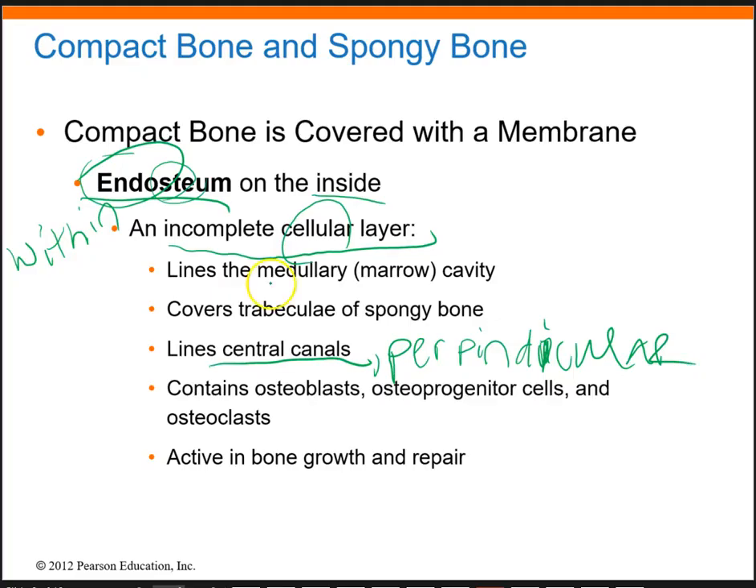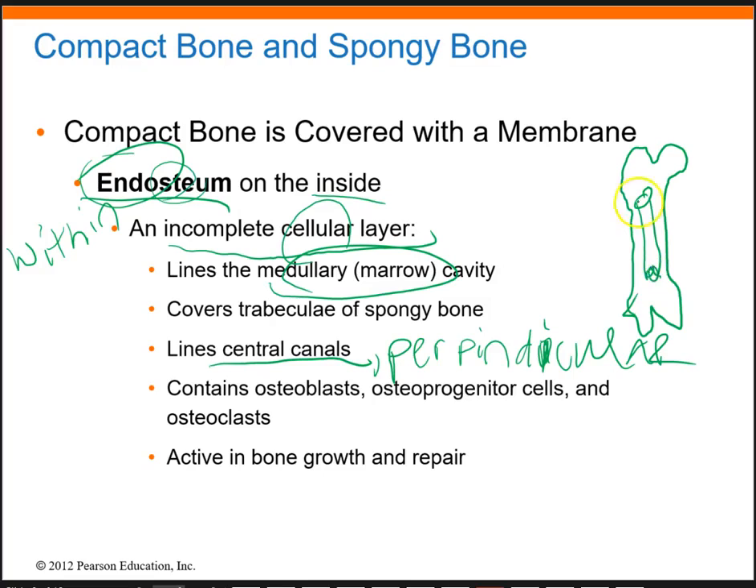The endosteum lines the medullary cavity or the marrow cavity. When we look in the middle of our long bones, like the femur, for example, in the very center of the bone, there's a cavity that's hollowed out called the marrow cavity or medullary cavity. Since it's an open area, it's lined with the endosteum.